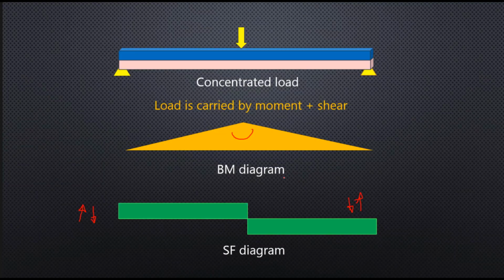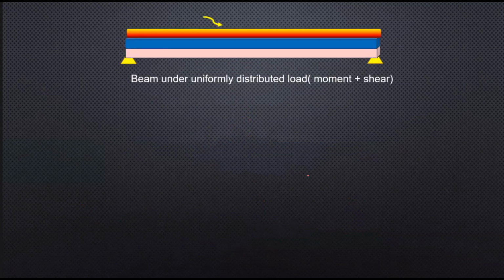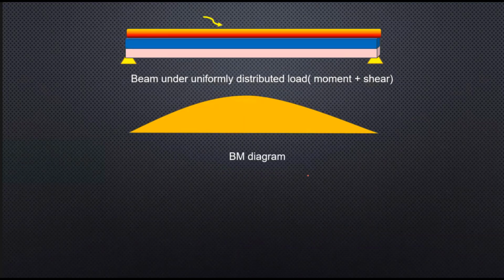One more point I want to tell you is that in this example, there is a coincident maximum of bending moment and shear. The cross section at the center is subjected to a coincident maximum of the bending moment and shear. Now I go to a distributed load. Again, my load is perpendicular to the longitudinal axis, so 100% the resistance comes from the combination of moment and shear.